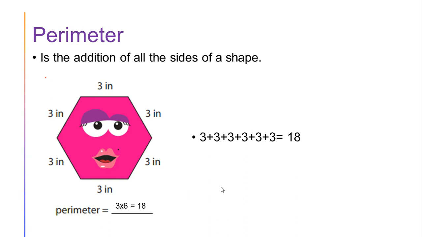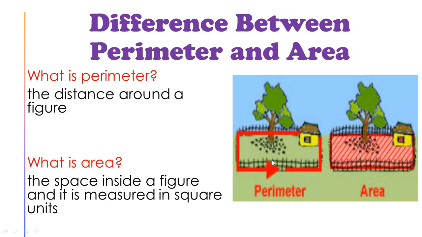But all you need to know is that perimeter is the addition of all the sides. Okay? So let's just focus on adding all the sides of the shape. And that's it. Now, what's the difference between perimeter and area? Well, perimeter is the distance around the figure. Okay, so you're just adding all the measurements of all the sides. But area is the space that's inside the figure and is measured in square units. Perimeter is not measured in square units, but area is. Okay?